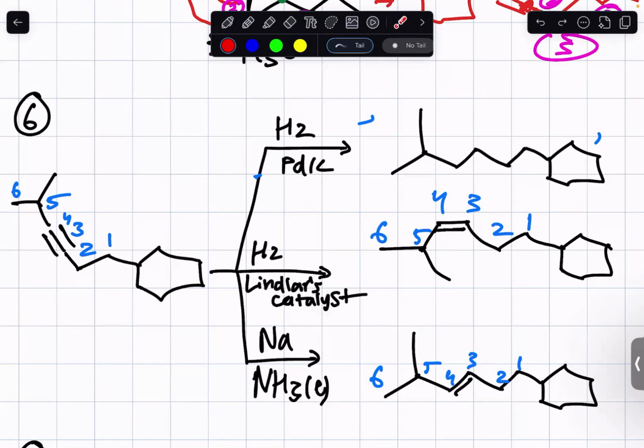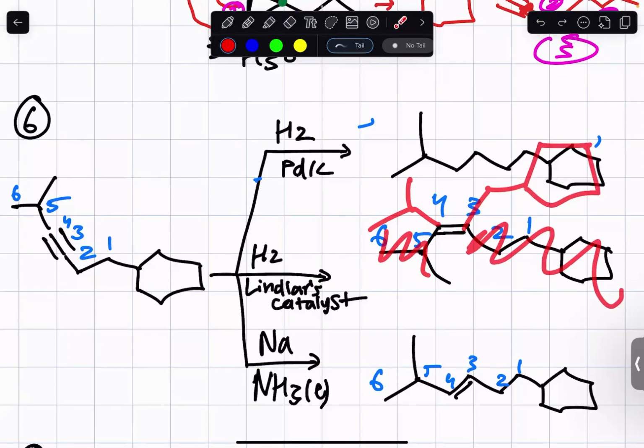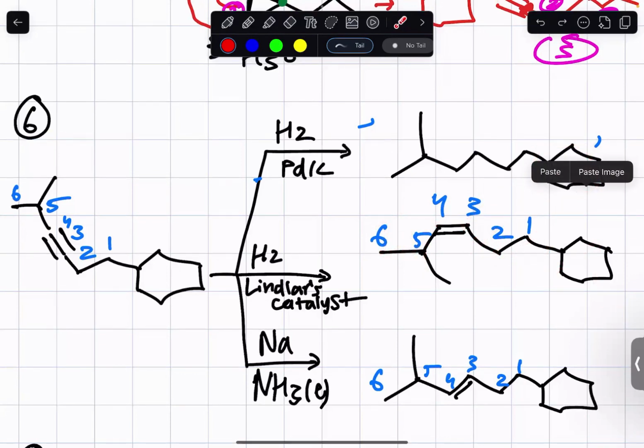Does it matter if we flip it since there is no stereochem? No, it doesn't matter if you flip it. You could have put the isopropyl up here, but that would put the rest of the molecule up here as well. So you could do that. It's still the same molecule.